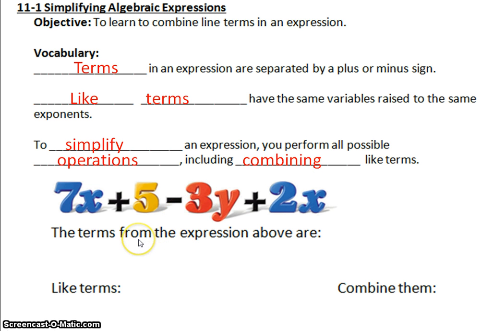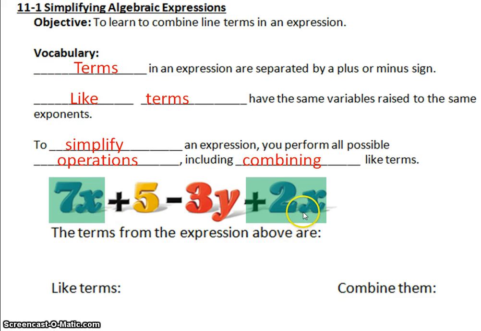Let's take a look at this expression down here. We have 7x plus 5 minus 3y plus 2x. The terms from the expression above are... we want to find the like terms. I see a 7x and a 2x. Now, keep in mind that I did not highlight just the term, but also the operation sign in front of the term. That's very important. So I did not highlight just 2x, I highlighted plus 2x.